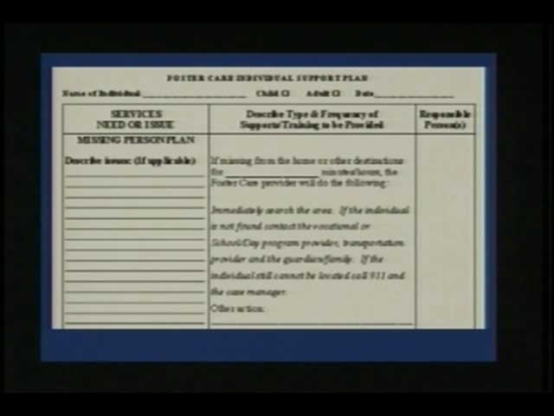Page 4 offers space for the team to develop a plan of action to carry out if the person is ever missing. For some people, this is rarely, if ever, an issue. For others, it might be more likely to occur, possibly due to the person's inclination to wander off. No one wants to think of a person in foster care ever being missing, yet it is critical to have a plan in place if it should ever happen.